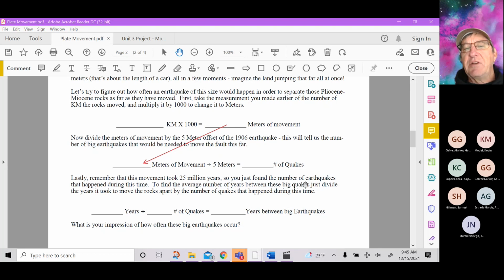To find the average number of years between these big quakes, just divide the years it took to move the rocks apart by the number of quakes. So we're going to take our 25 million years here. Again, 25 with 6 zeros. That's going to go down in this space. Then we're going to take the number of quakes that we just calculated. We're going to put it in here. Punch them in your calculator, divide, and that tells you how many years occur between each of these big earthquakes. And remember, we're only talking about the big ones here, the 7.9 earthquakes.